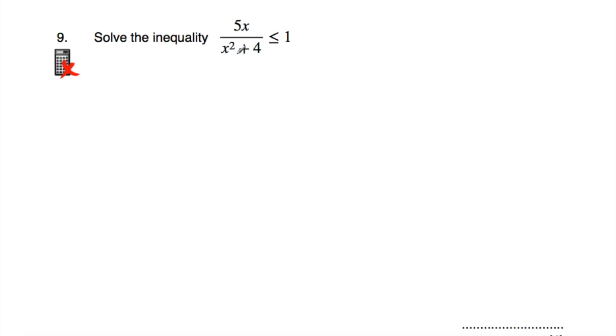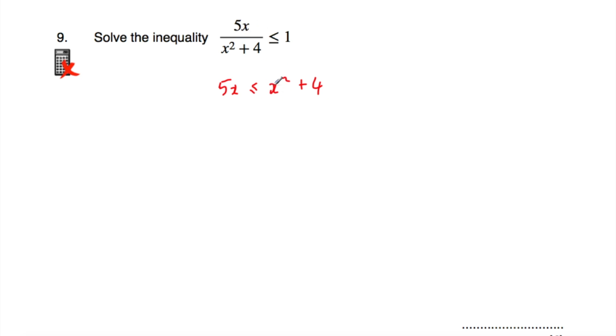So to begin with, let's multiply both sides by x squared plus 4. So let's multiply the left-hand side by x squared plus 4 and the right-hand side by x squared plus 4. We're multiplying the left-hand side by x squared plus 4 to get rid of the divide by x squared plus 4, so we're just going to be left with our 5x. And then on the right-hand side of the inequality, we've got our less than or equal to symbol, we had 1, and we're multiplying it by x squared plus 4, so we'll get x squared plus 4.